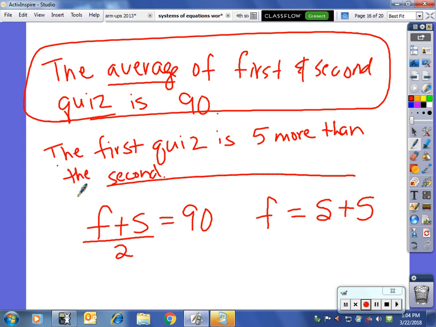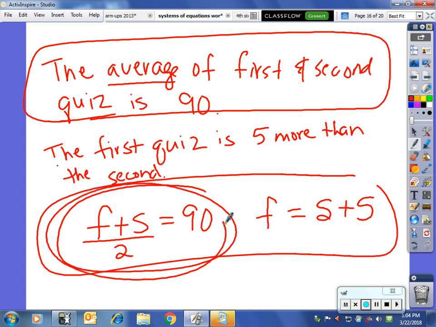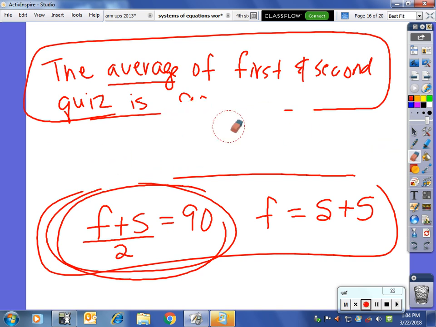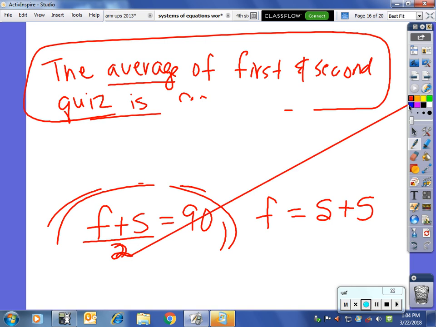Okay, now, if you had to solve this, you're going to have one like this on your homework, except it's not about a quiz score, it's about a bowling score. You need to make this equation more user-friendly, so I want to make sure you know how to do that. In other words, I want to get rid of the fraction. Yes.